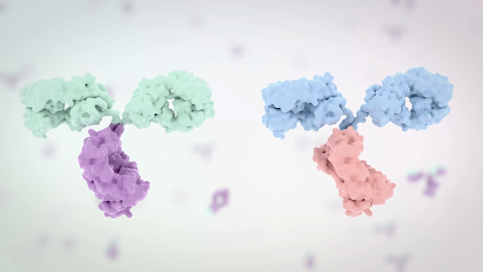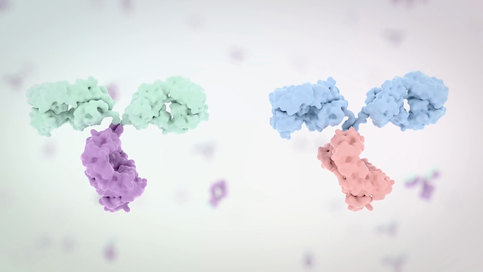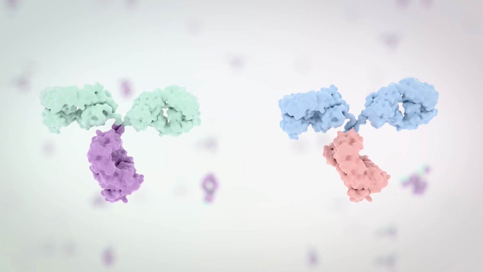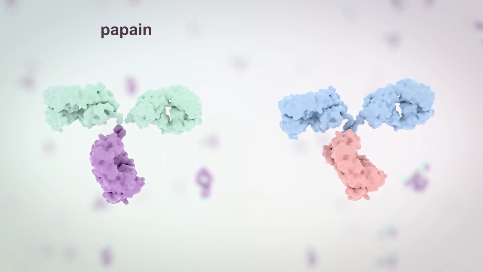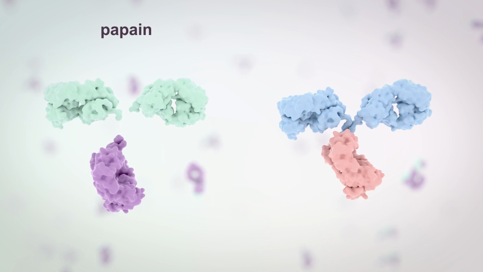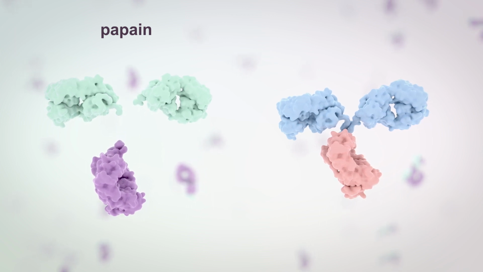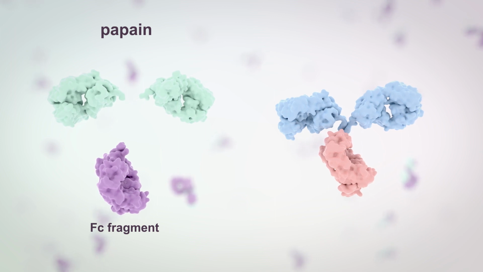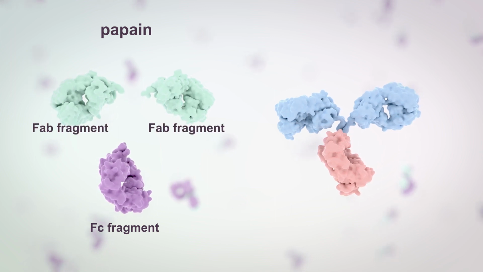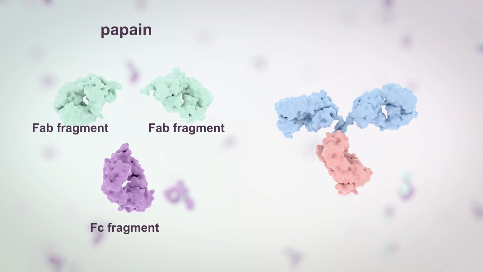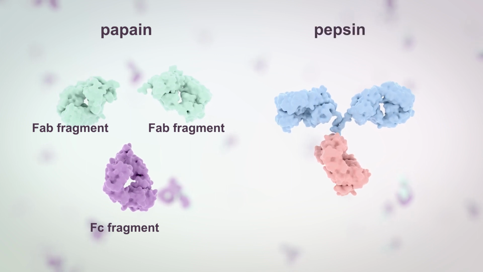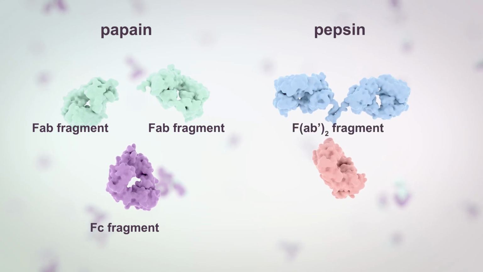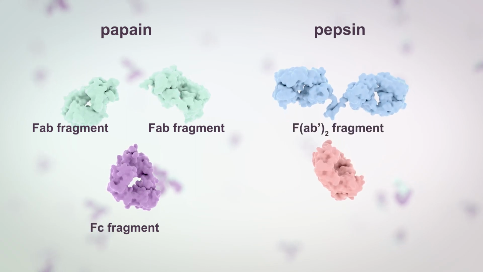A second way of classifying the structural regions of antibodies is based on how antibodies can be cleaved by proteolytic enzymes. The enzyme papain cleaves just above the disulfide bonds within the hinge region, leading to a constant region or Fc fragment and 2 antigen binding or Fab fragments. Another proteolytic enzyme, pepsin, cuts just below the disulfide bonds within the hinge region, which gives a single F(ab')2 fragment, with 2 arms still connected.